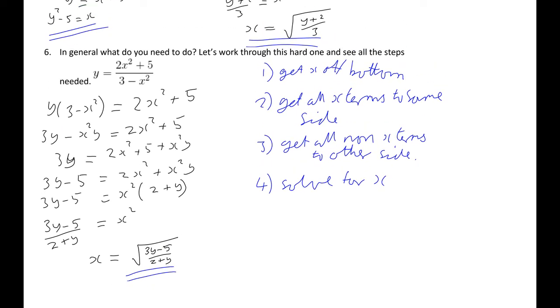So something else we can actually add to the first step is get x off the bottom, or get x out of the square root. We don't want those. Get the x's on the same side, get the non-x terms to the other side, solve for x. So by division, or multiplication if it was a different style of question, and square rooting.